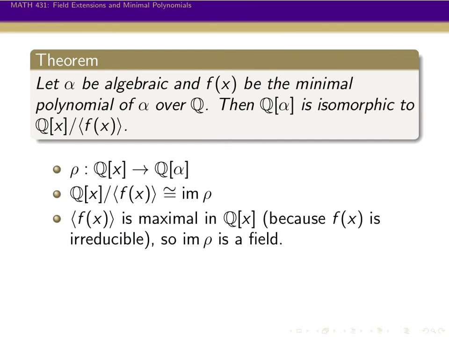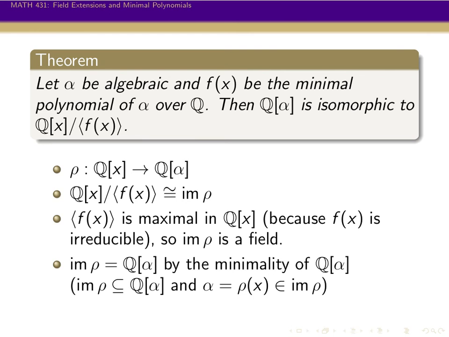f of x is a maximal ideal in Q of x, and we know this because f of x is irreducible. This is something that we proved before about minimal polynomials. And so this means that the image of rho is a field. If you take a ring mod out by a maximal ideal, you get a field. And so if Q adjoin x modded by the ideal generated by f is a field, and the image of rho is isomorphic to it, that tells us that it must be a field.